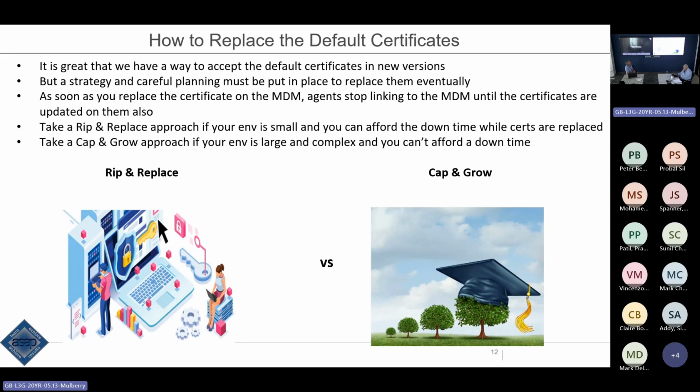So let's start at the very basics: how to replace your default certs. There are two methods that are really recommended: rip and replace or cap and grow. We'll go through each of those. This is really on the MDM and DWC, because once you get to the MDM, you should be able to pass those certificates down to your agents. We can talk about that, especially with rip and replace or cap and grow, because it applies to your agents slightly differently.